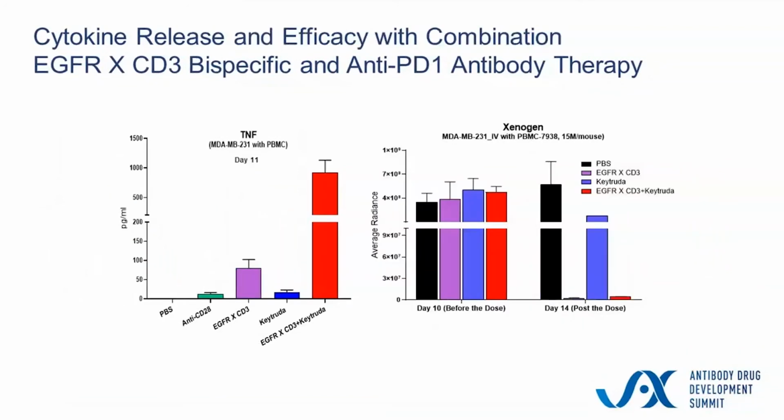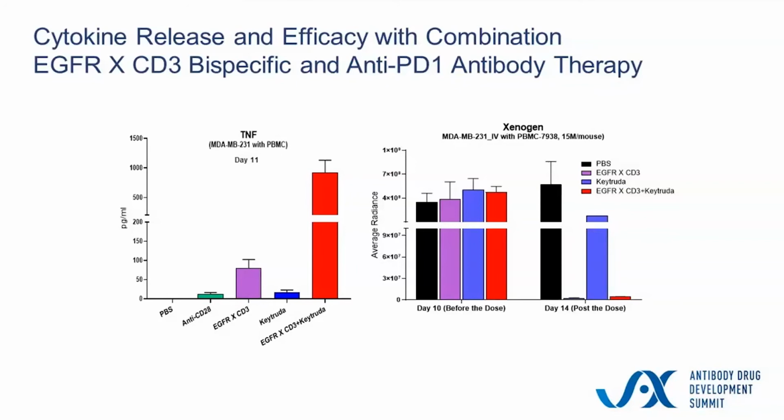This is showing on the left-hand side your TNF levels, and the right-hand side is your tumor burden. So once again, your combination is in red. You're seeing about 800 picograms per mil of TNF. Okay, and this is at 6 hours post-treatment.